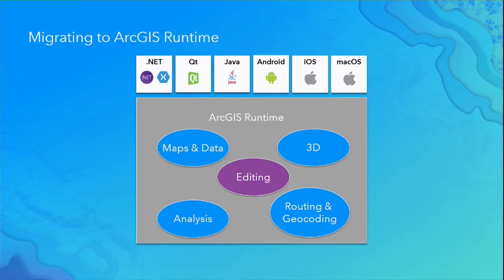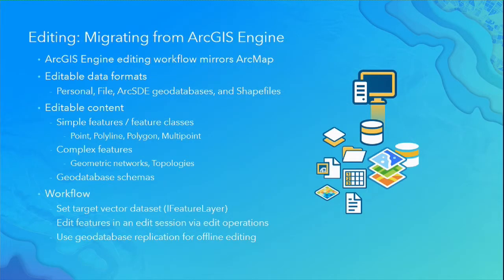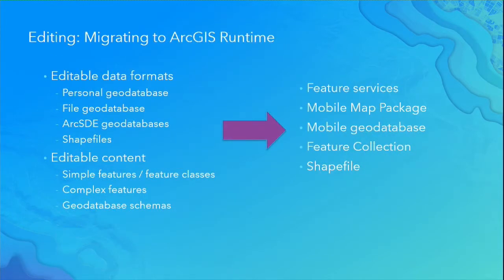Okay, so let's take a look at editing then. So in ArcGIS Engine, the workflows for editing mirrored the workflow within ArcMap. The editable data formats were those geodatabase formats and shapefiles. The editable content that you had within Engine was simple features and feature classes, but also complex features, geometric networks and topologies, and of course geodatabase schemas too. And the workflow was centered around an edit session, an edit operations, and for offline editing within ArcGIS Engine, at least offline editing that required synchronization, to use that geodatabase replication. So let's see how that editing workflows in Engine migrate over to the ArcGIS Runtime then.